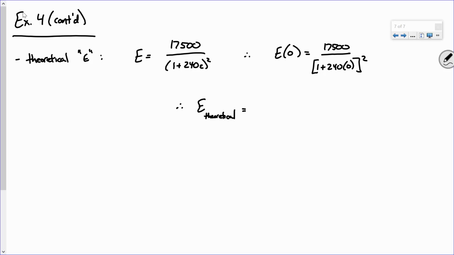So, what am I going to get if I plug this in? Well, on the bottom, I will get 1 plus 0. All that squared is 1. Anything divided by 1 is itself. So that's going to be 17,500.